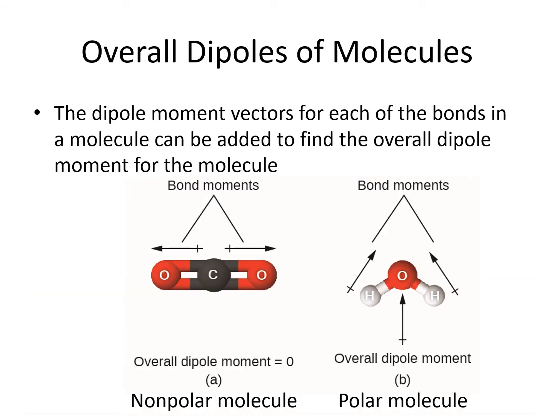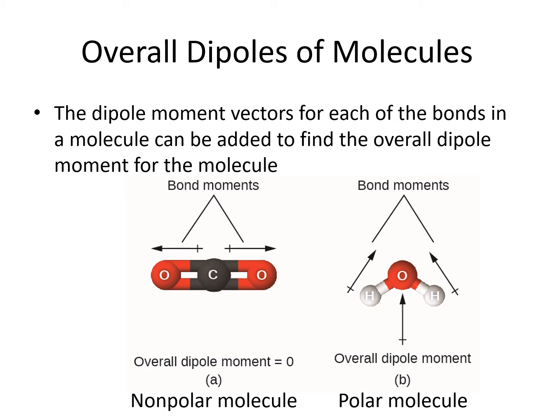We can take the vectors for each bond and add them together to find the overall dipole of a molecule. Since it is vector addition, both magnitude and direction are important. One example is in the CO2 molecule. The partial positive end of each bond is on the carbon in the center. The partial negative end of each bond is on the oxygens on the outsides of the molecule.